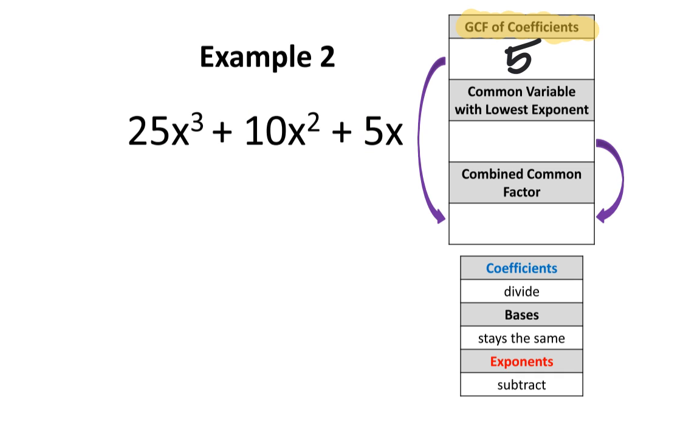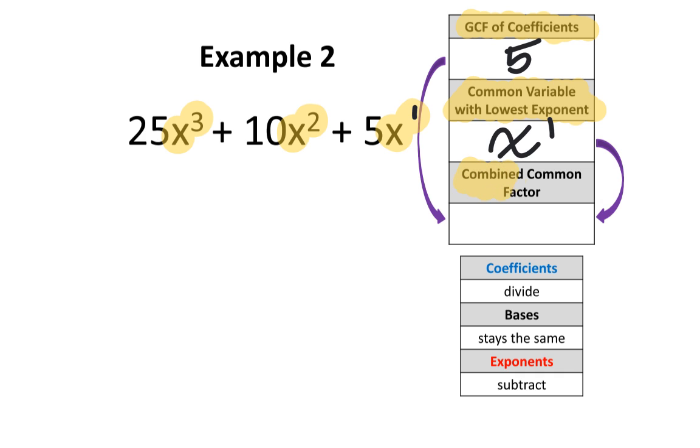Therefore, 5 is the greatest common factor of 25, 10, and 5. The next step of factoring is to find the common variable with the lowest exponent. Take a look at these three terms. They all have a variable of x in common. This term has an exponent of 3, this term has an exponent of 2, and this term does not have any exponent, which means there just is a hidden 1 above the x. So the common variable here is x, and the lowest exponent that we can see is 1.